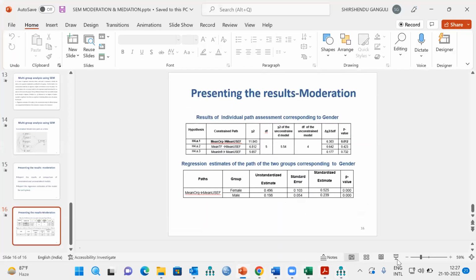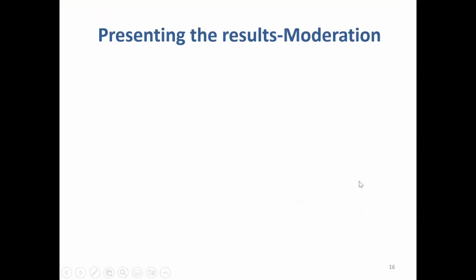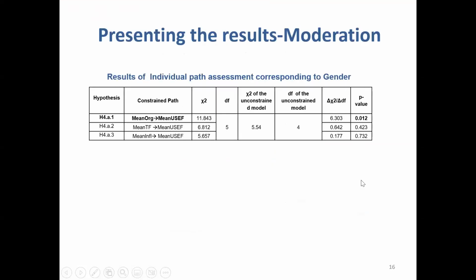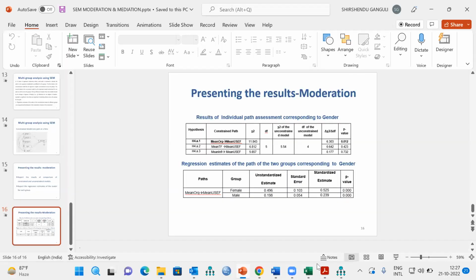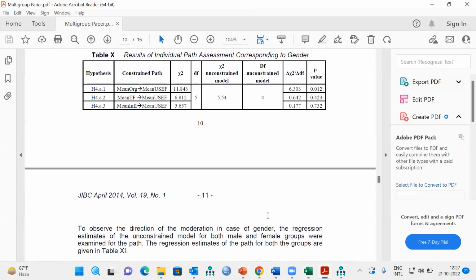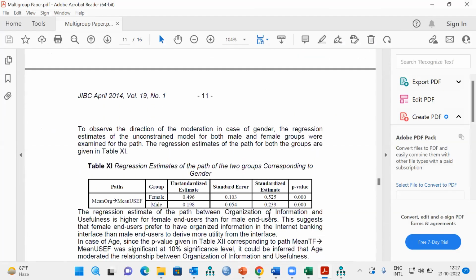This is the second part of the table, which compares how the two groups are behaving. The estimate for the female is this and for male is this. So females have a higher estimate. That means, how do you write it? That is the direction of moderation. That is what is called the direction of moderation, whether the females are more or less.